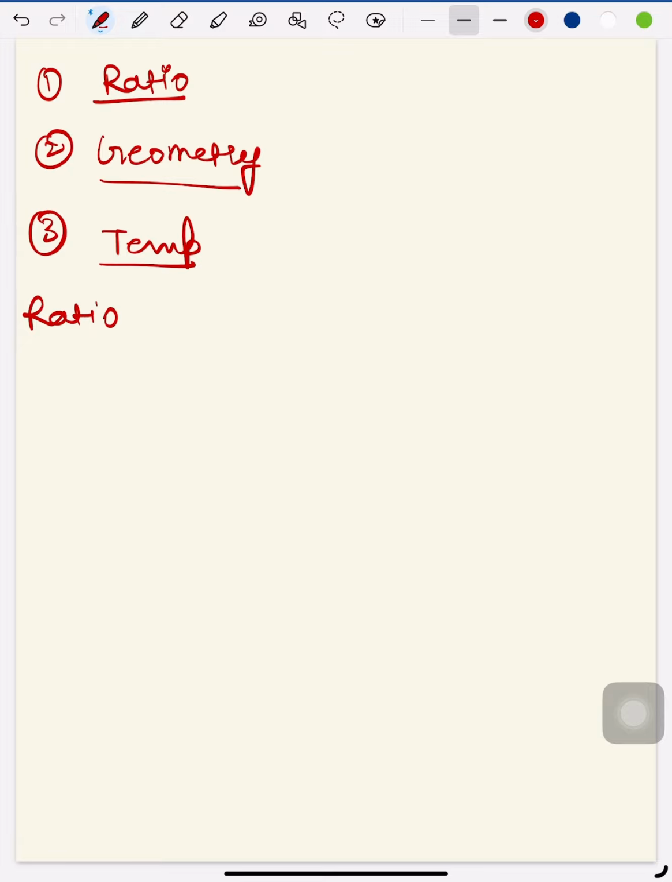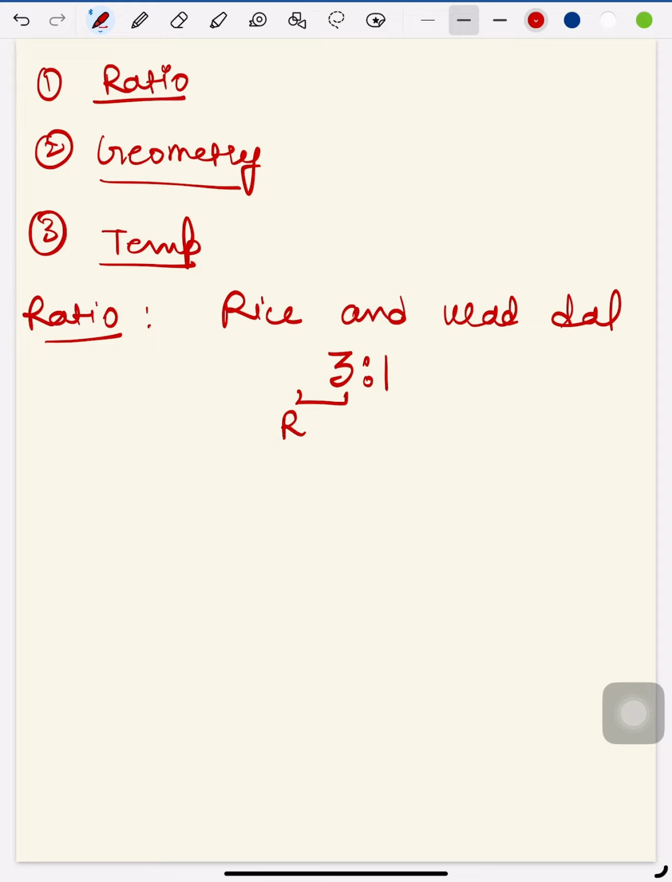So the ratio of rice and urad dal should be 3:1. 3:1 means rice you have to use is 3 bowls, right? So if you use 3 bowls of rice, you have to use 1 bowl of dal. 3 bowls of rice, 1 bowl of dal. That is what the ratio means.